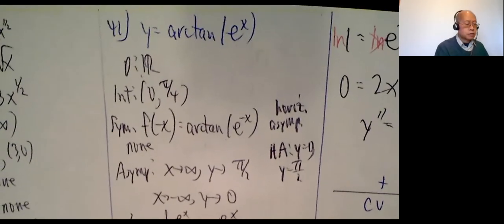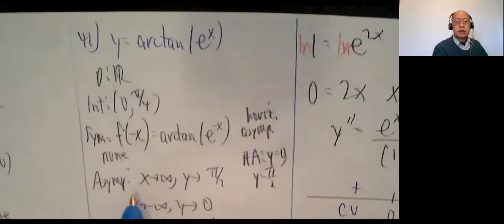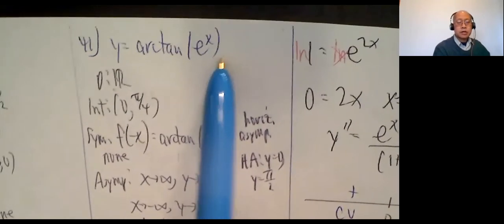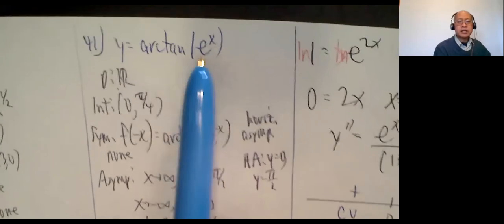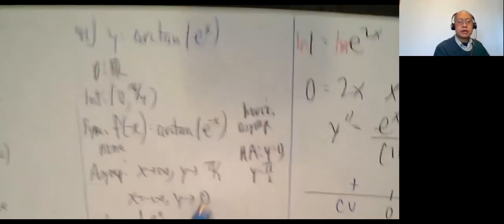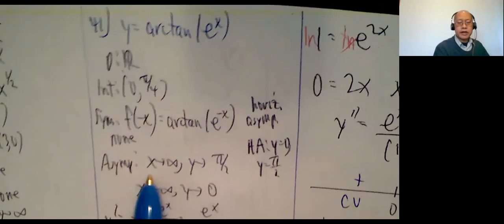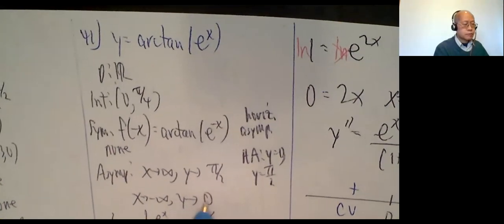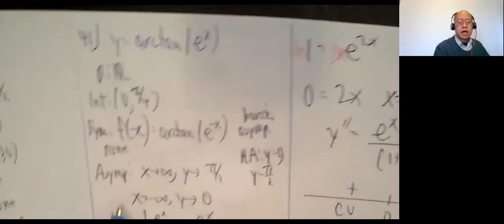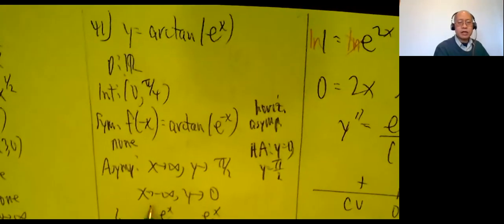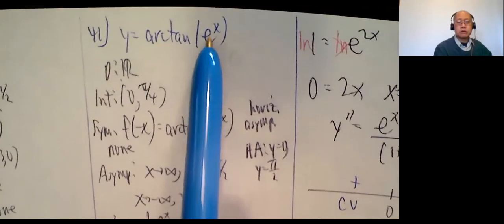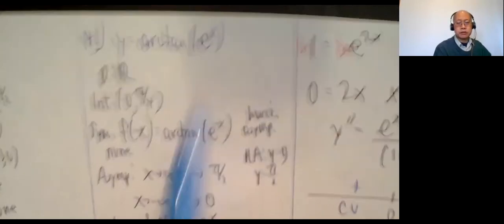Asymptotes, there are. When x approaches infinity, this gets big. We saw this before: arctangent of a really, really big number is close to pi over 2. So when x approaches infinity, y approaches pi over 2. How about x approaches negative infinity? E to a negative big number is almost 0, and we know arctangent of 0 is 0.